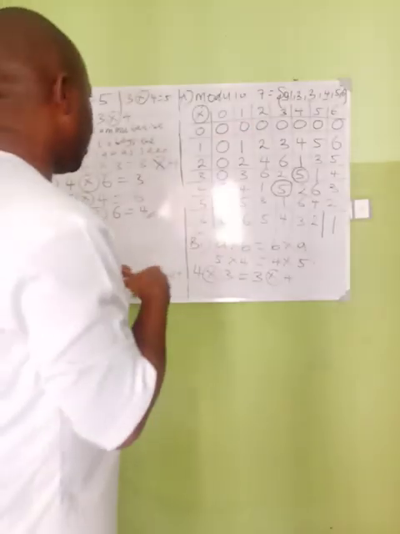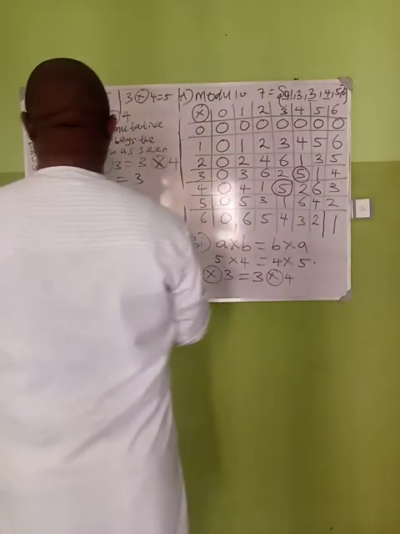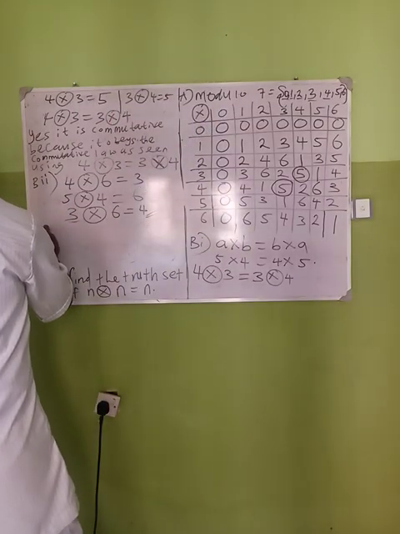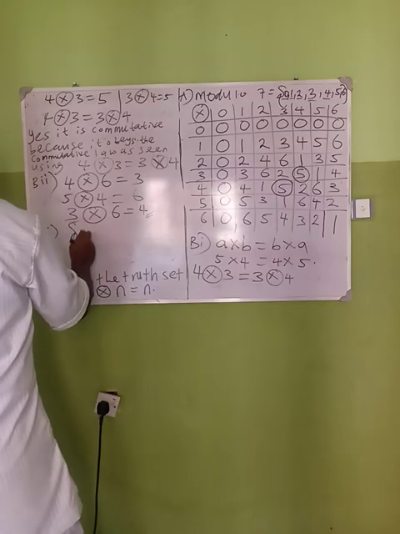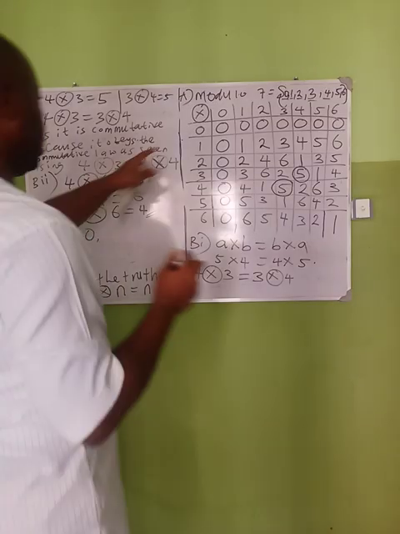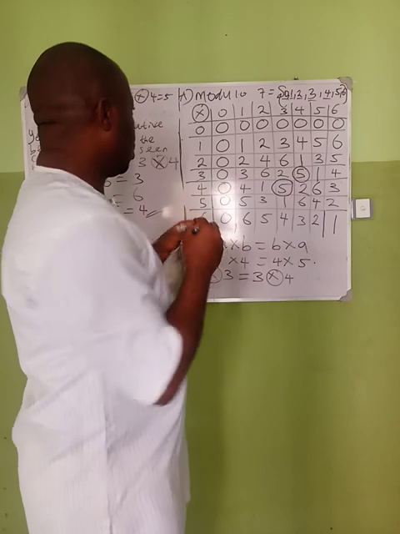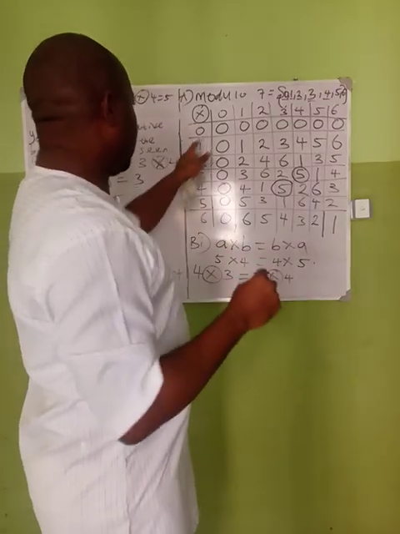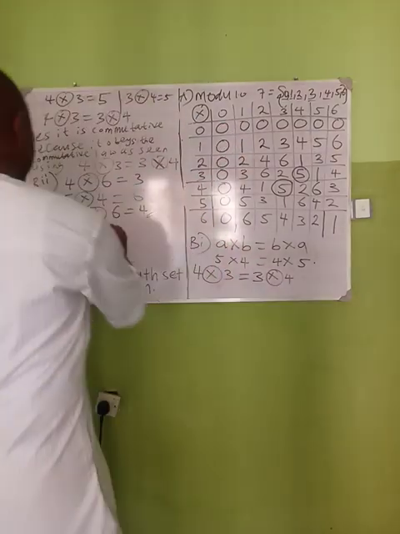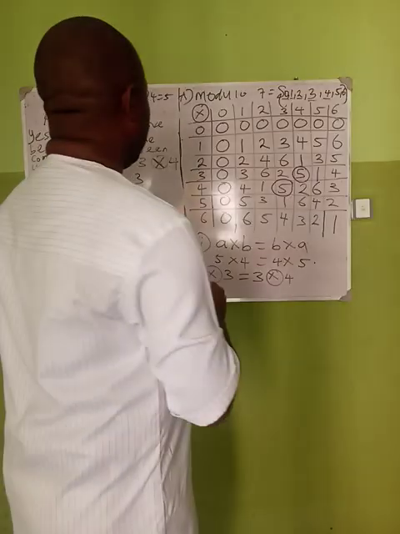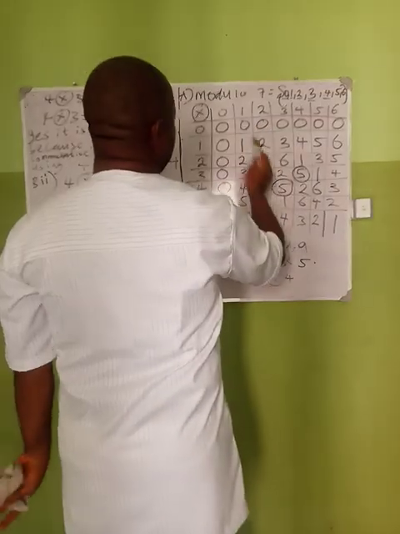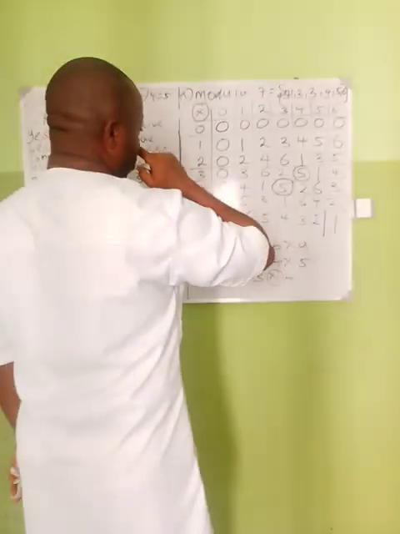So let's check. Let's start. 0 times 0. So in my set, I'm going to put 0 first because 0 obeys it. 0 times 0 gave me 0. 1 times 1 gave me 1. But 2 times 2 didn't give me 2. It gave me 4. So no.